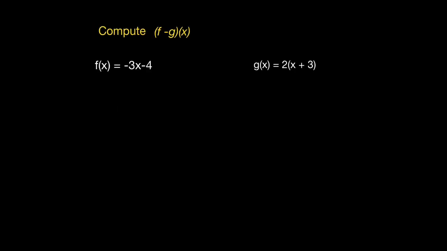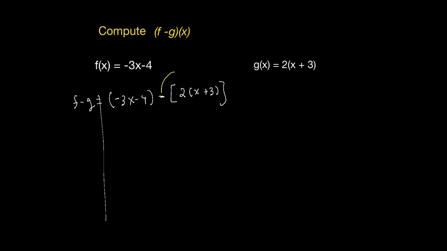So let's compute f minus g, and f is denoted by negative 3x minus 4, and then we have to subtract g, and g is denoted by 2 parentheses x plus 3. Alright, so let's simplify this. So we gotta distribute this negative here to this outside factor. So rewriting this right hand side, we get negative 3x minus 4. Negative times positive 2 is negative 2 times x plus 3.